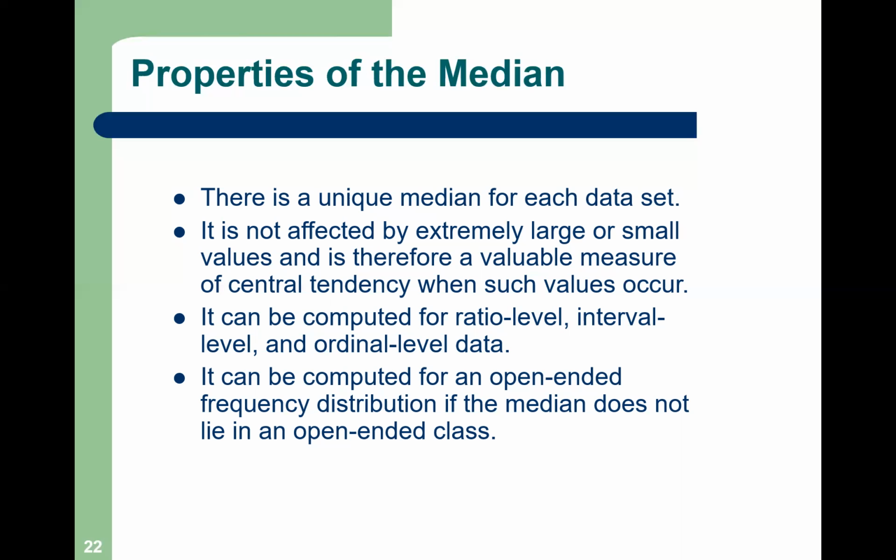Another one is that mean can be computed for all levels of data: ratio, interval, ordinal, and not for nominal, but ordinal, because we need to make an order in the values. If there is no order, then we cannot find out the mean. Mean cannot be computed for open-ended classes, where the lower or upper limit of the class is open. Then we can find out median, but we cannot find out mean for that.